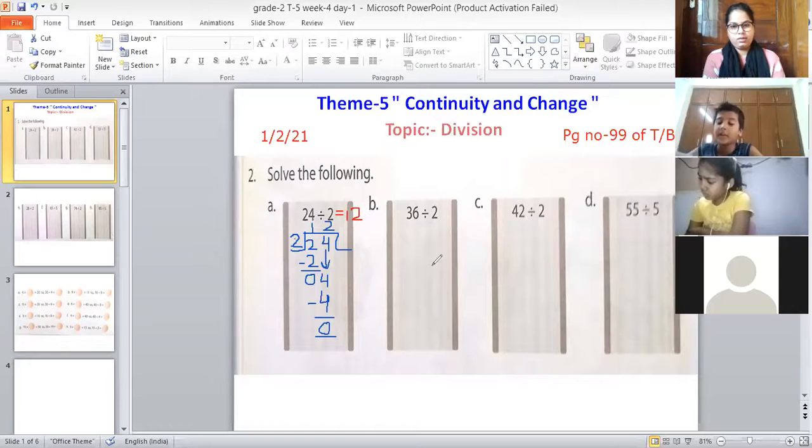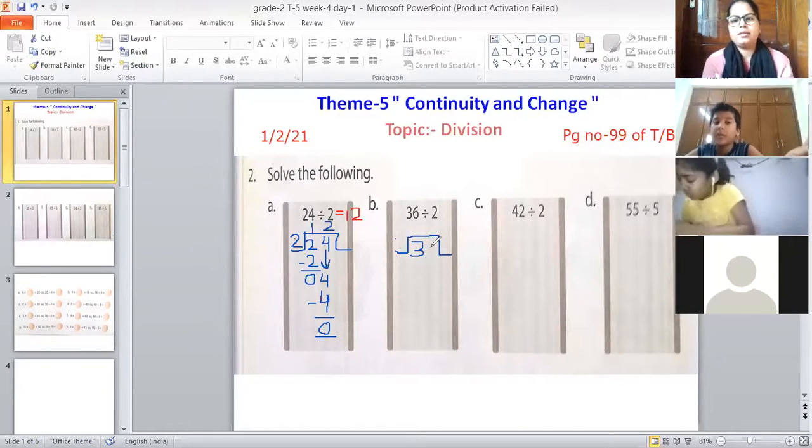36 divided by 2. So this is 36 divided by 2. Again, we'll be writing it in this way. Which number will come outside and which number will come inside? Inside the number will come 36. Yeah, 36 is the bigger number here. So we'll be writing 36 inside and 2 outside. Yes, very good. Okay, Pathan. Fine. Thank you.